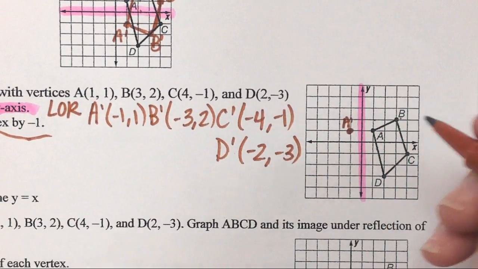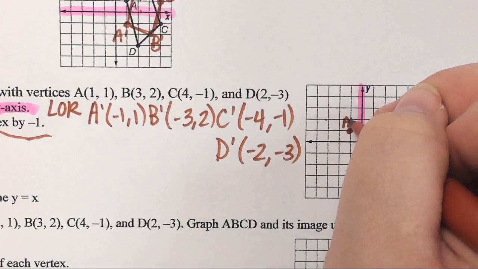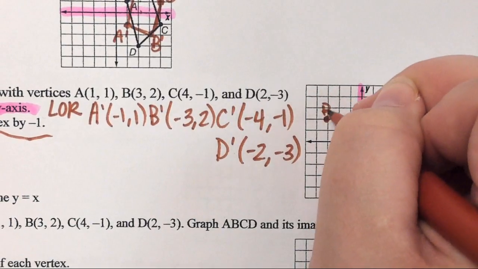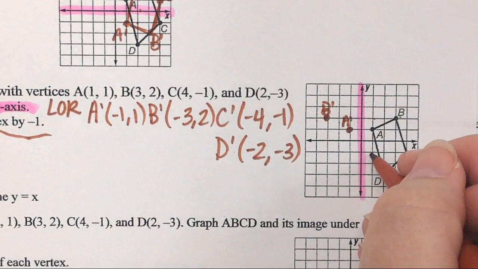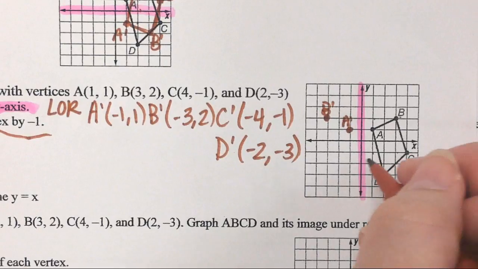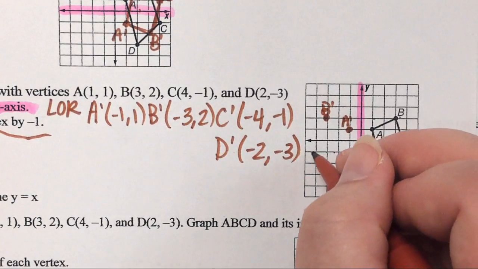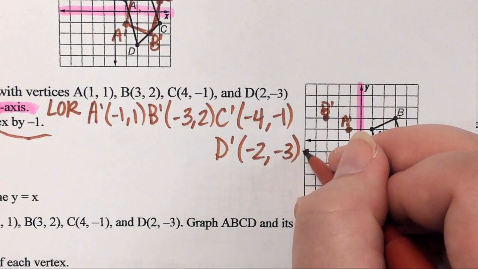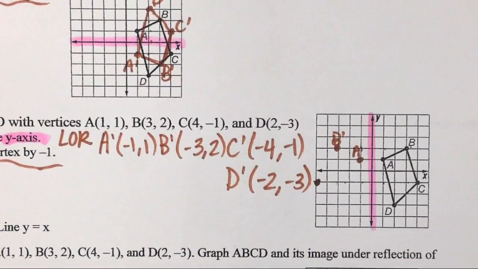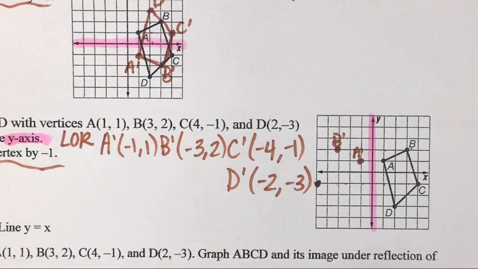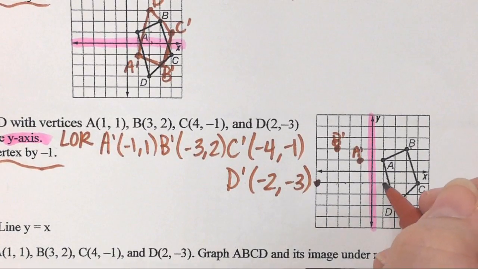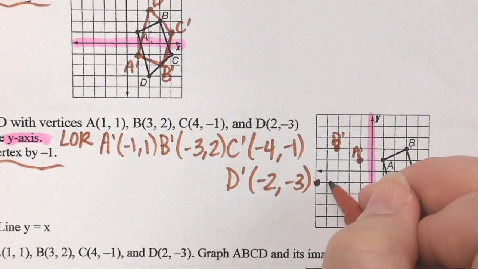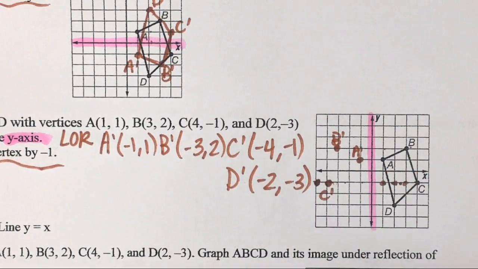1, 2, 3. 1, 2, 3. I was already going to put B prime here. 1, 2, 3, 4, 5. Did I count that right? 1, 2, 1, 2, 3, 4. It should just be 4, not C prime. And then 2, 2.